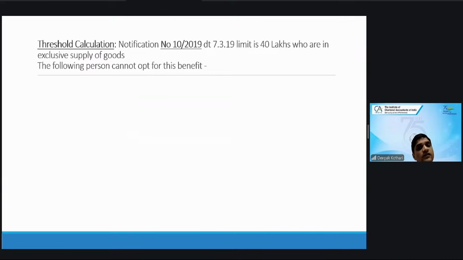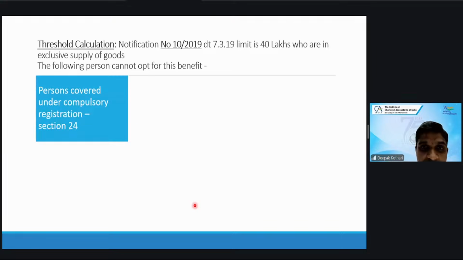Now, in that limit of 40 lakhs, some people cannot opt for this. So people who are doing these businesses will have to take the registration once they cross 20 lakhs itself. Persons covered under compulsory registration, first one.